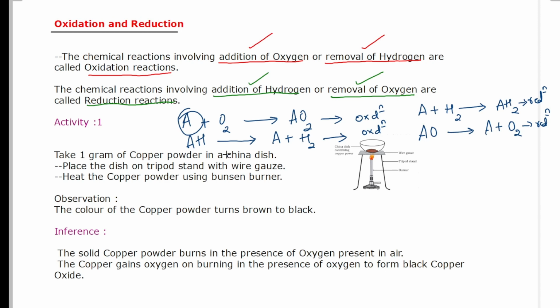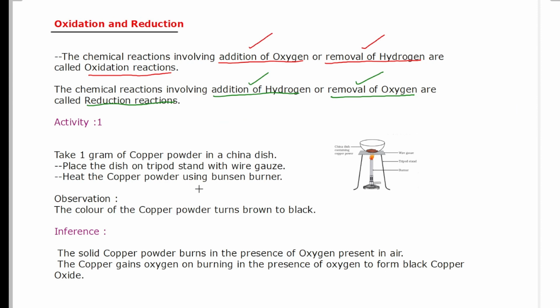That's it. Let us study a few examples with the help of an activity so that you will come to know what actually oxidation and reduction reactions are. First, let us understand the oxidation reaction of copper. Let me read the activity. Take 1 gram of copper powder in a china dish. Place the dish on the tripod stand with wire gauze. Heat the copper powder using a Bunsen burner. This is the tripod stand. This is the Bunsen burner. We have taken copper powder in this china dish.